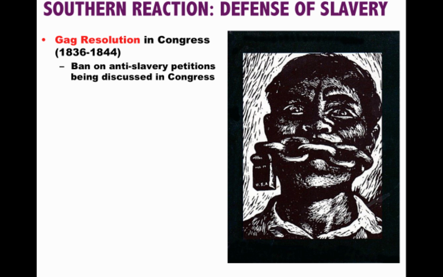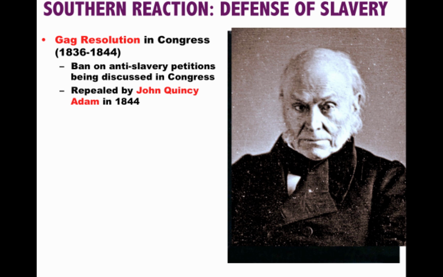In fact, in Congress, you have the famous gag resolution being imposed, which from 1836 to 1844, it was illegal. It was actually banned to talk about slavery within Congress. There was a ban on any anti-slavery petitions being discussed or debated within Congress. This famously was overturned by John Quincy Adams in 1844, and so the issue of slavery is once again discussed in the halls of Congress.